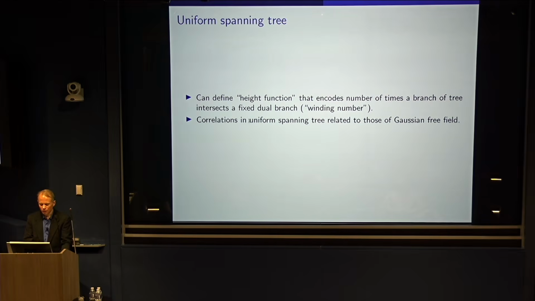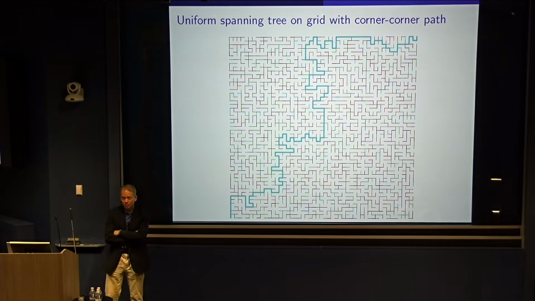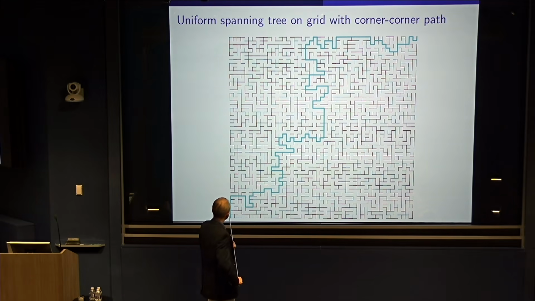And it turns out that correlations in the uniform spanning tree are closely related to those of the Gaussian free field. So we can use these related things to prove similar conformal geometries for these trees, but also 1 + 1 = 2 helps us understand something called the height function of this Gaussian free field, or of this spanning tree.